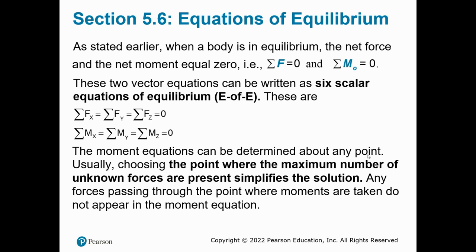So the moment equations here can be determined about any point. Usually we choose the point with the maximum number of unknown forces to simplify the solution. We pick the point with the maximum number of unknowns because any forces passing through the point where moments are taken do not appear in the moment equation, because they have zero moment arm.